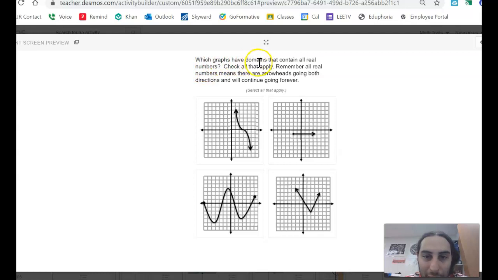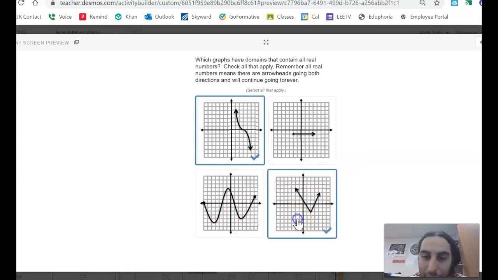And which graphs have domains that contain all real numbers? Okay. So this one goes to the left forever and the right forever. That is all real numbers. This one stops right here. Can't be that one. These stop right here and here. Can't be that one. This one goes forever left and right. It is that one. Okay.